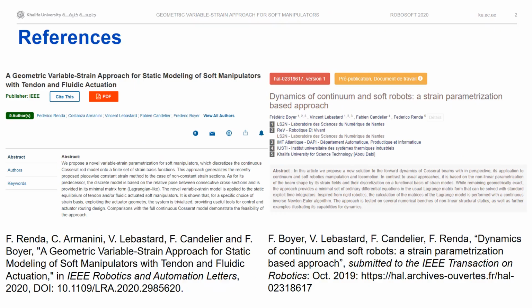The references for this presentation are mainly two: the manuscript of the conference paper published in the IEEE Robotics and Automation Letters, and a preprint currently submitted to the IEEE Transactions on Robotics that can be found in the HAL archive at this web link.